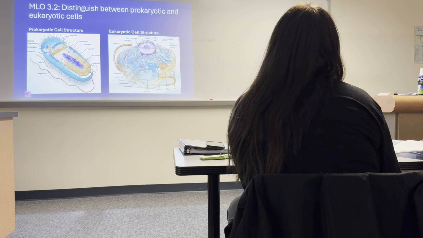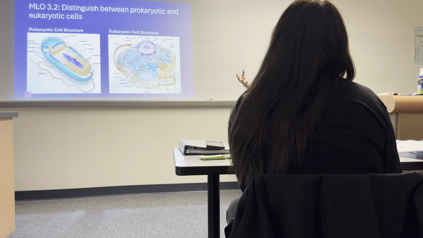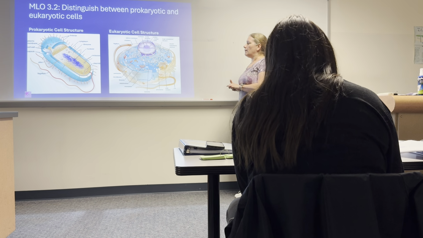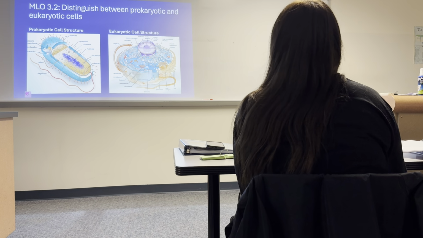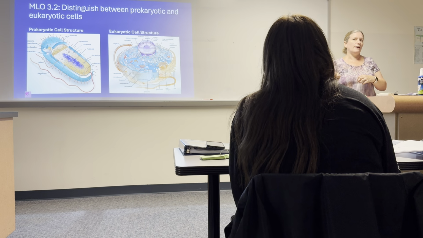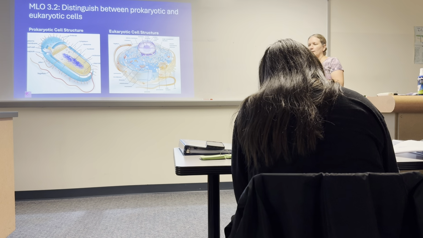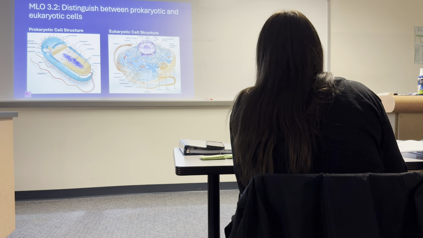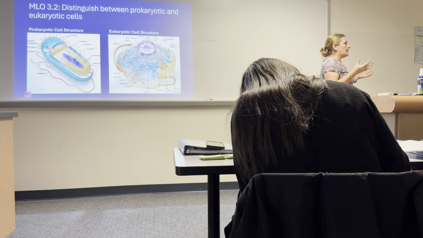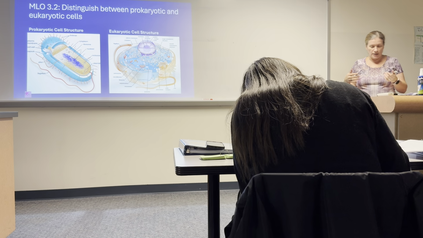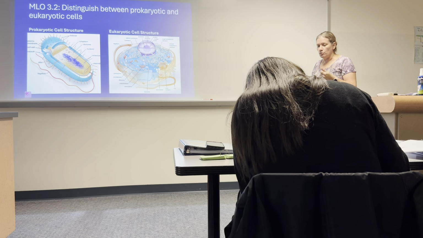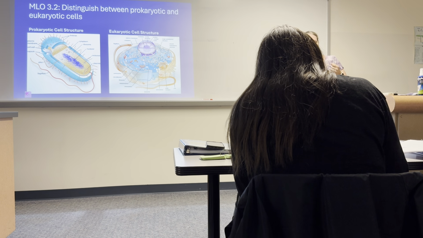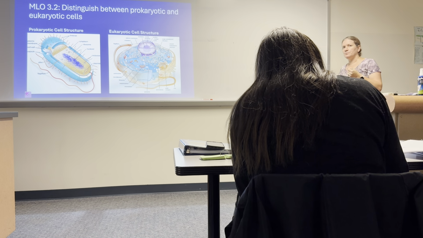Chloroplasts are involved with light energy being converted into chemical energy, so photosynthesis, right? And mitochondria is chemical energy being converted into chemical energy, right? So we're able to use the energy stored in one type of macromolecule and convert it into a form that the cell can use, which is generally ATP, right?